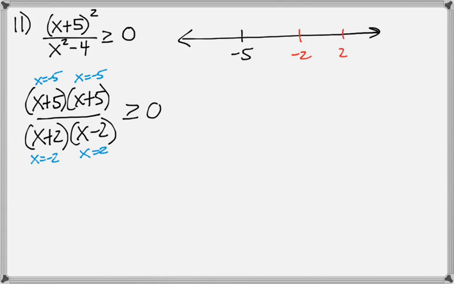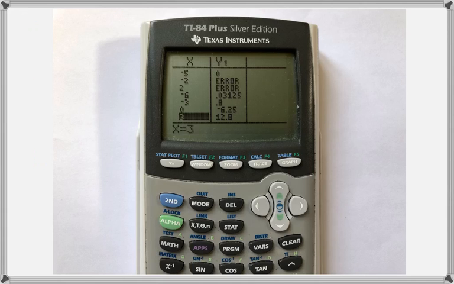So if you type, you can make sure to put a parentheses around the numerator and denominator. If you type that into y1, then you'll see that negative 5 gives you 0, negative 2 and 2 both give you error. So that is a confirmation that those are the cutoff points and the undefined cutoff points.